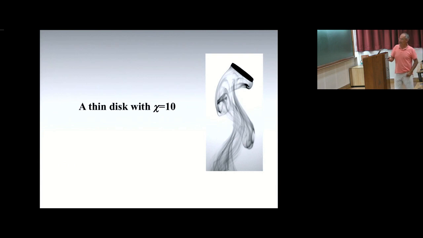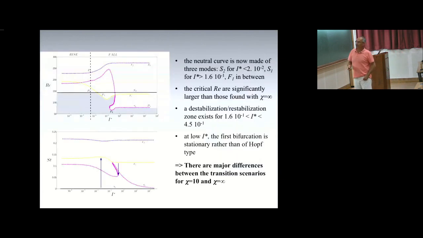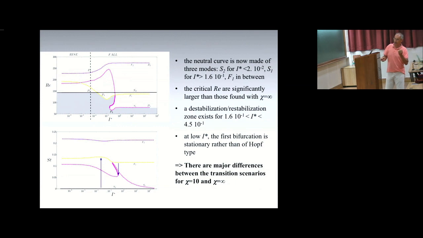So I will examine successively what happened with k equal 10 and k equal 3. So here is the neutral curve for k equal 10. What you see is that, instead of two modes, the neutral curve is built on three modes. First of all, when you start with very light disks, the first mode that becomes unstable is a stationary mode, so zero frequency. It means that the disk is falling like this, but it doesn't oscillate at all.